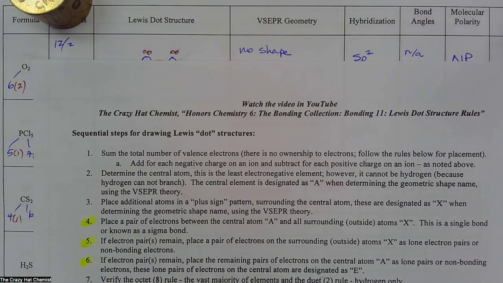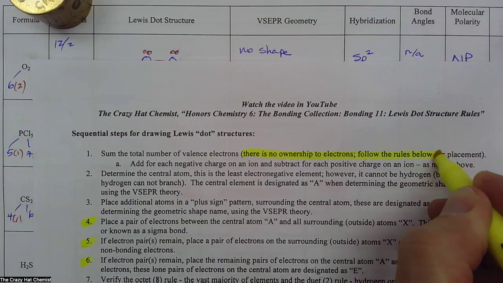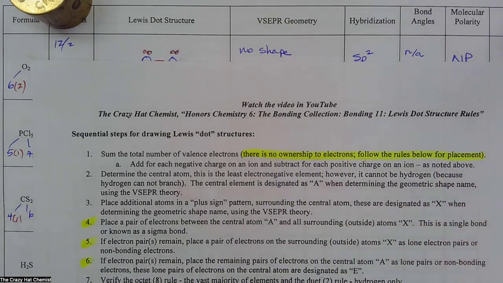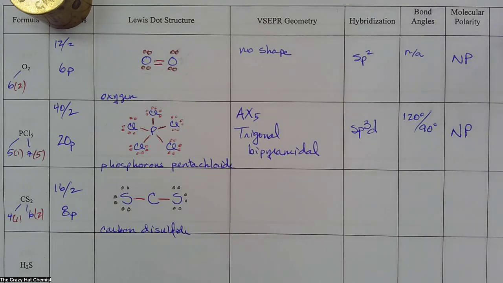Remember, there is no ownership to electrons. In fact, that is highlighted here. Follow the rules for placement. That's why I have written it in this way. Don't think like, oh, nitrogen has 5 electrons, you need to have 5 dots around it. Don't do that. That doesn't work that way. So throw that away. That's middle school stuff. Bad. Okay, so here we go.